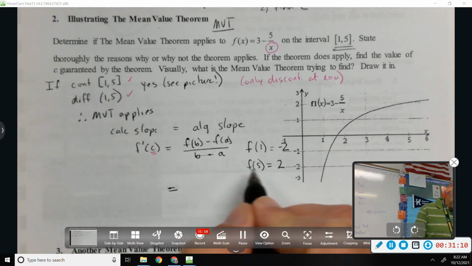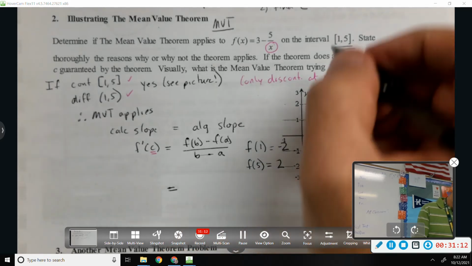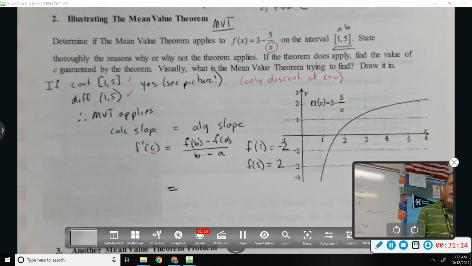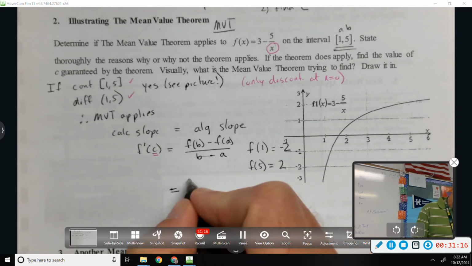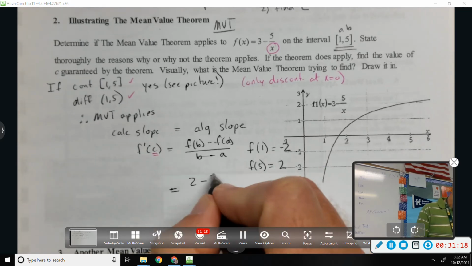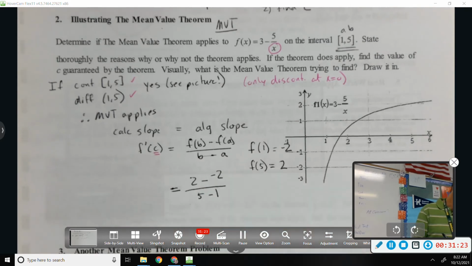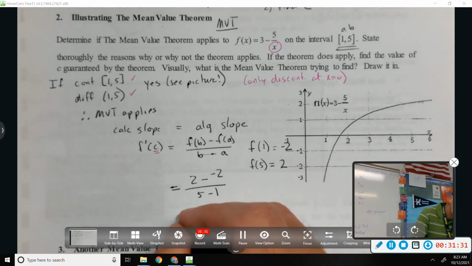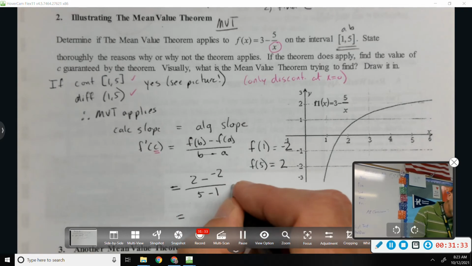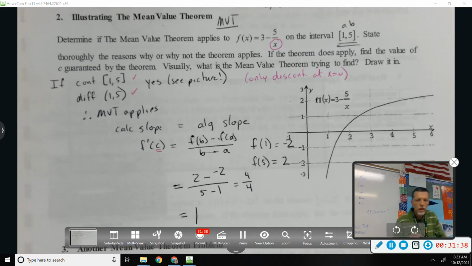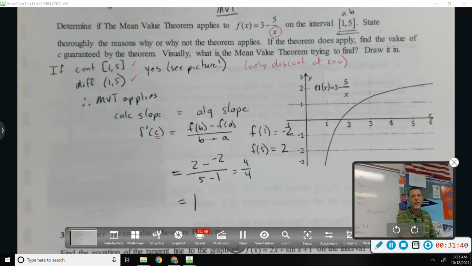So let's see, f of b is 2, f of a was negative 2, b minus a is 5 minus 1. Okay with all that? I don't want to go too fast. So 2 minus negative 2 is 4, 5 minus 1 is 4. So I've got the right hand side figured out. The slope is 1.